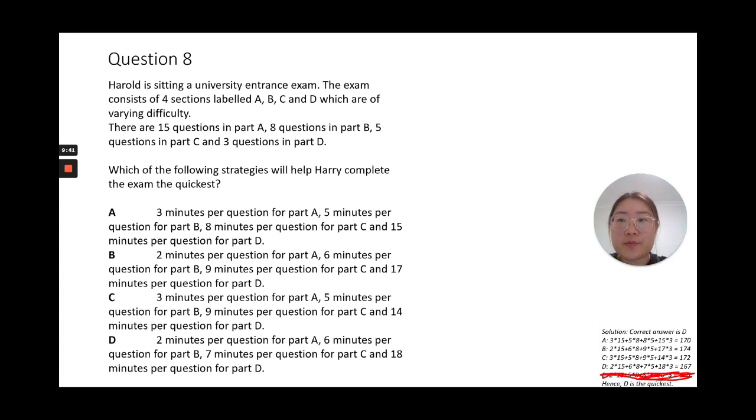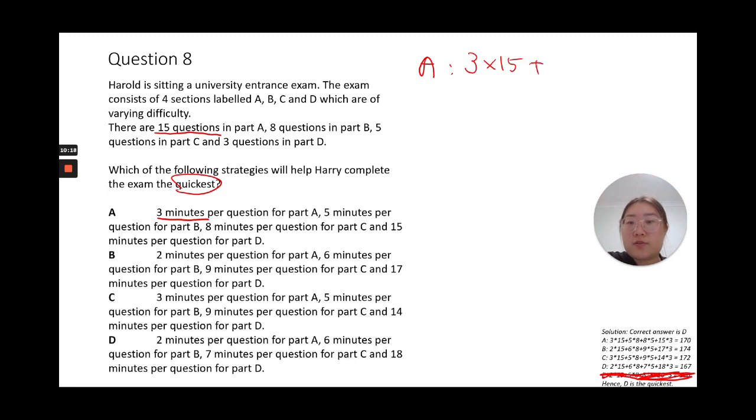Okay, so question 8. Harold is sitting a university entrance exam. The exam consists of 4 sections labeled A to D, varying in difficulty, and they tell us the number of questions in each part. So which one would help Harry complete the exam the quickest? So all you have to do for this one is really work out A to D, the amount of time that's going to take to complete the respective number of questions with the time provided. So let's try for A. For example, 3 minutes for part A, so per question, 3 times 15.